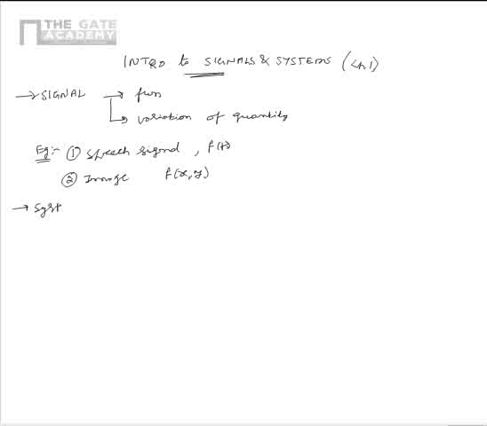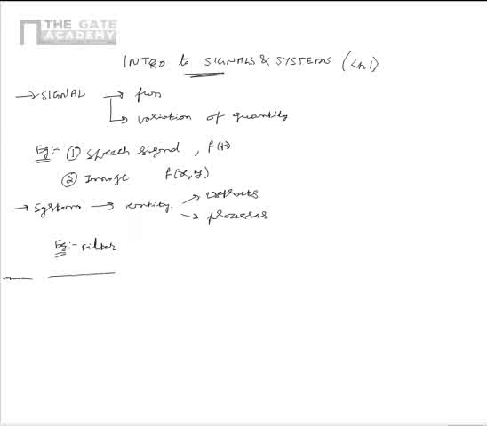Now we will look into the definition of the system. A system is defined as an entity which extracts some useful information from the signal, or it processes the signal. An example of a system is a filter implemented to process a speech signal.